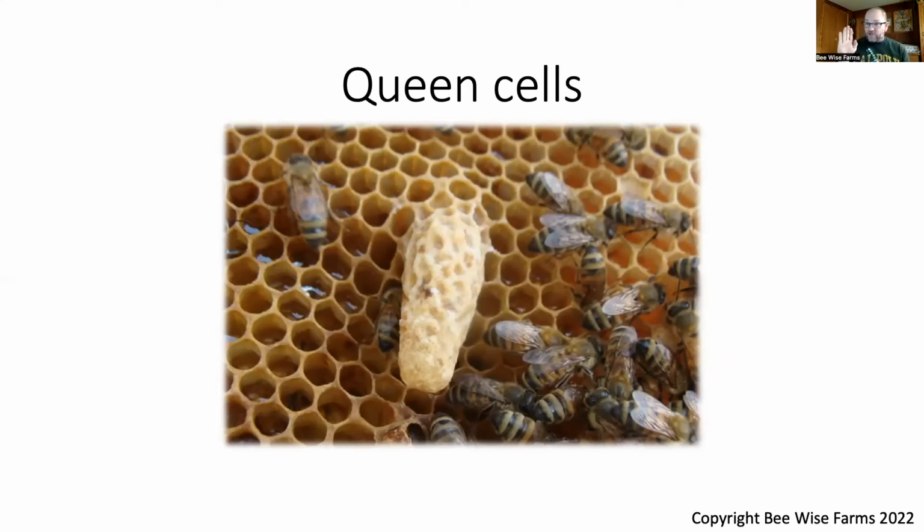They don't stick out straight from the comb like our other two cells, the drone cells and the worker cells. They actually come out of the comb and point down. And so that's something really important to see. And they're much larger because the queen is much larger.